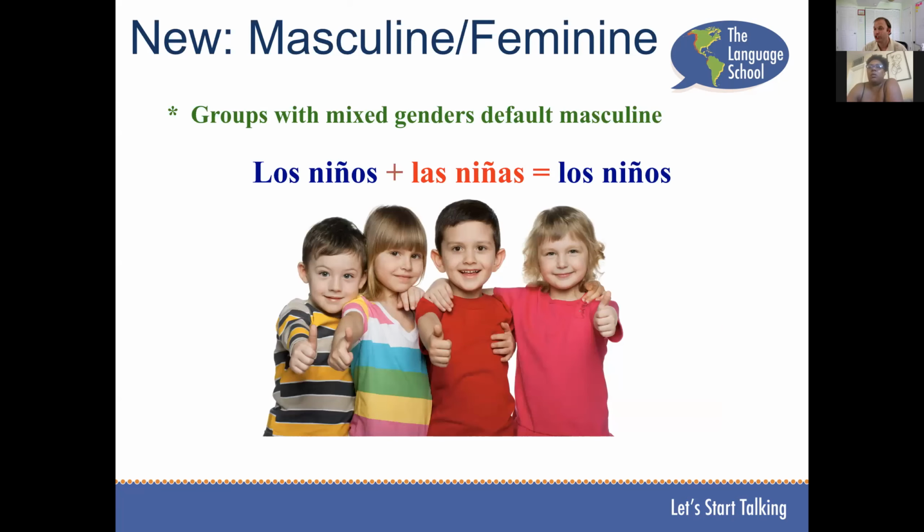Groups that have mixed genders, with boys and girls or men and women, are going to default to the masculine version of the plural form. So here we have a group of los niños y las niñas. Together, collectively, we refer to the whole group as los niños. Okay.